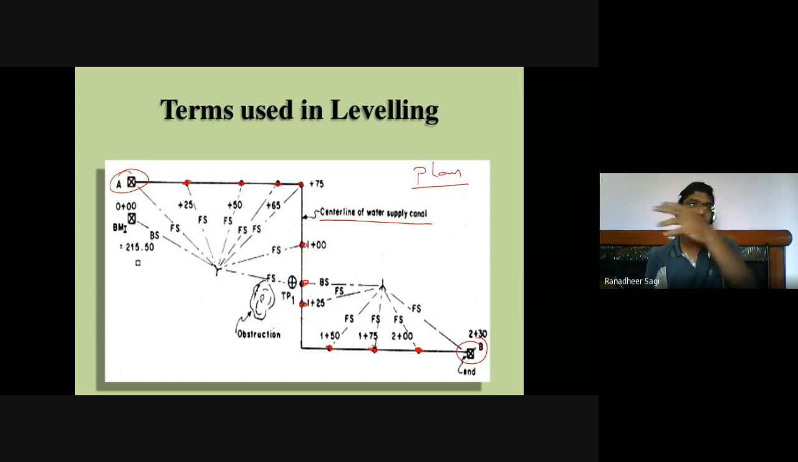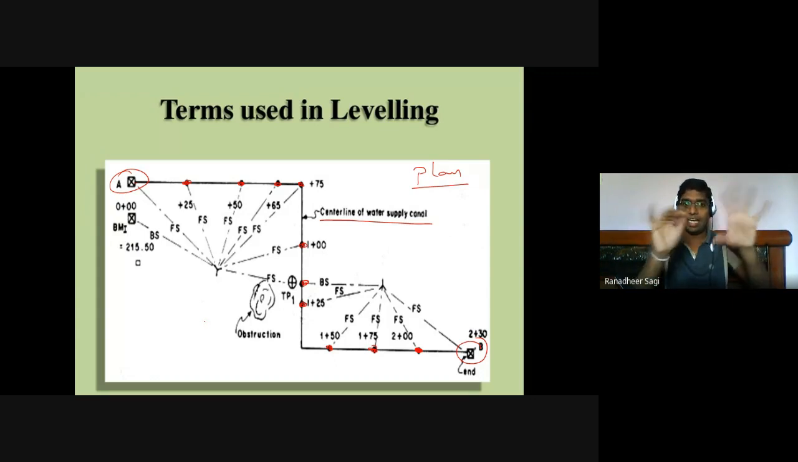I want to know how the elevations of all those points which I have marked along the center line of the canal are existing between point A and point B. Now, if I want to know the elevations of all those various points, first, looking at the drawing I have given in the plan view, what should I be doing?